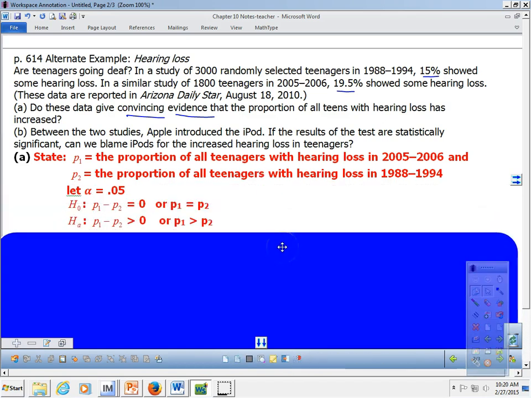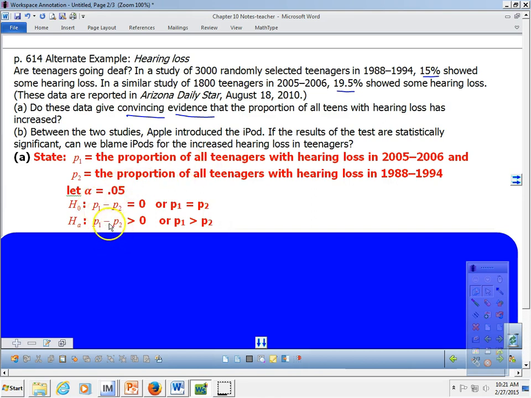And again, you can choose to write your hypotheses in two different ways. We're going to assume there's no difference. So if I subtract P2 from P1, that difference should be 0. Or we can write it in terms of P1 equaling P2. Either one is completely valid as a null hypothesis.